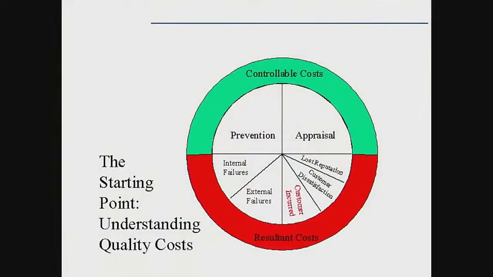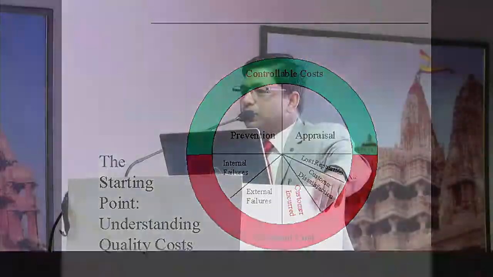Very important pie. As I told, there are two parts, controllable and non-controllable costs. Look at the top, it's the controllable cost, prevention and appraisal. The bottom are all output. And generally I have seen people in the foundry or in any industry saying we are controlling rejection. I have a question for the audience. Can you control rejection directly? No. You have to control only the input. If you are able to control your input, the output will automatically come correct.